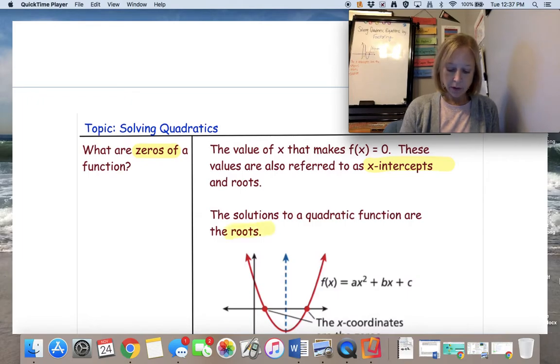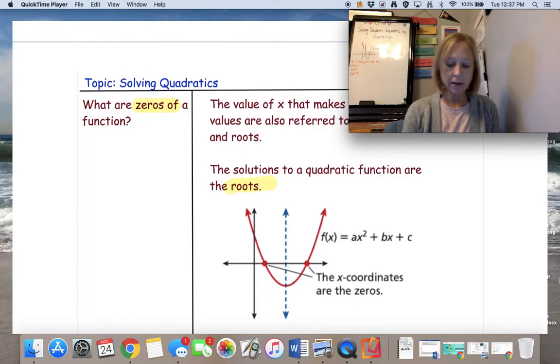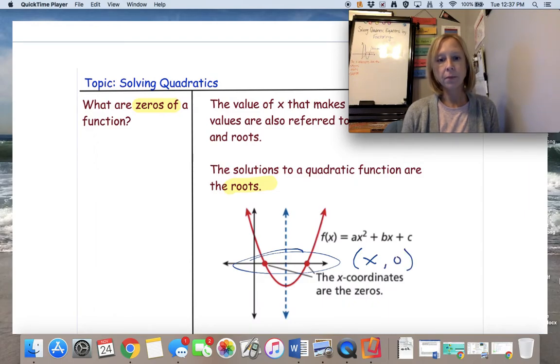Another word that we use in this context is roots. So when you're working with a quadratic function, you may be asked to find the roots. If you're working with a quadratic equation, you may be asked to find the zeros. So whether you're given an equation versus a function is what triggers that change in vocabulary. Either way, when you're asked to solve a quadratic, you are being asked to find the x-intercepts. Okay, and we know that the x-intercepts are some value of x, but they have a y value of 0. So these are real easy to find when you're given a graph.